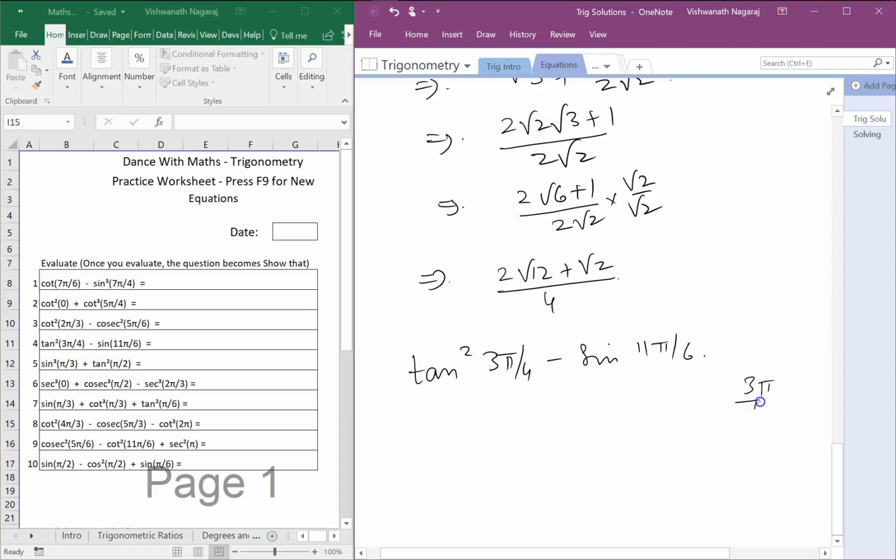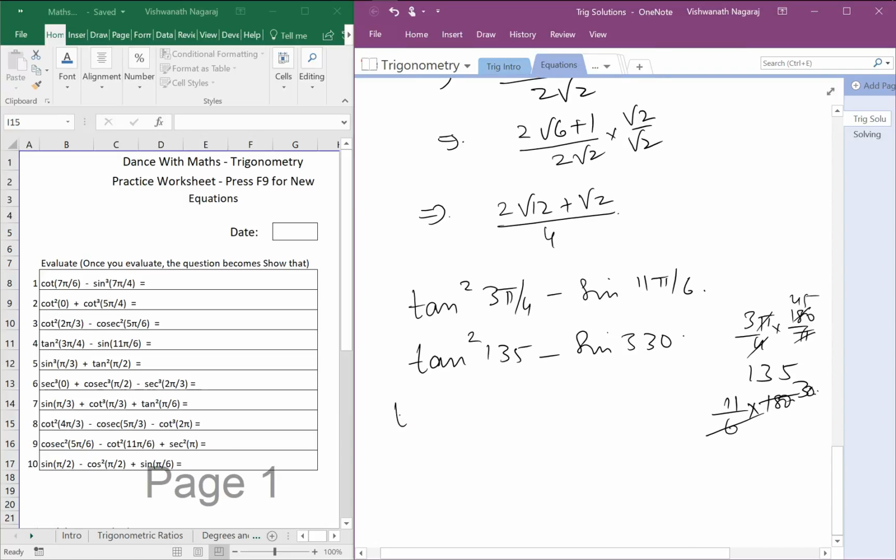Right, 3 pi by 4, 5 3s are 15, 135. So tan square 135 minus sine 11 by 6 into 180, 6 3s are 18, 30. So 330. So this can be written as tan square 135, reference angle is what? 180 minus 135, minus sine of 360 minus 330.